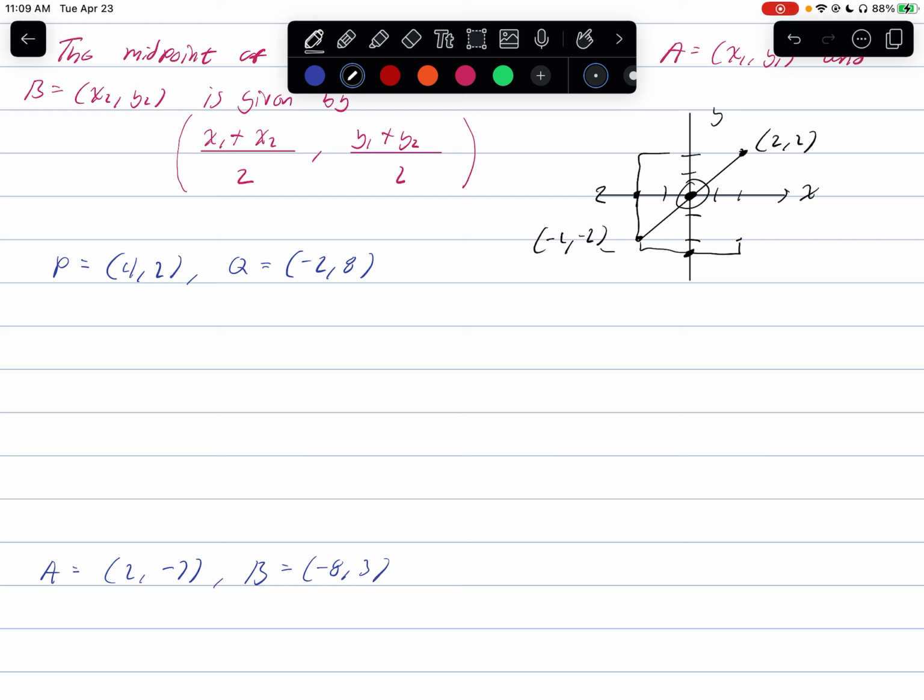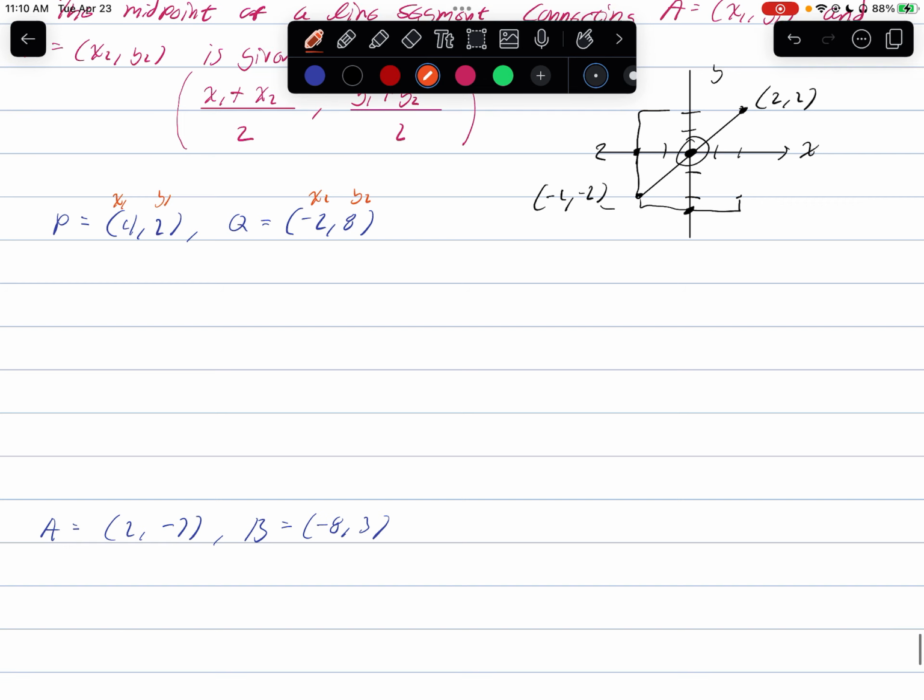So let's try an example. Here we have P equals (4, 2) and Q equals (-2, 8). We're going to say that this is x1 and y1, and this is x2 and y2. I will note that it doesn't actually matter which point you assign as point 1 for x1 and y1 and which point you assign as point 2 for x2 and y2, just as long as you're consistent between the two. It doesn't actually matter which one you choose. So let's just assign P to be point 1 and Q to be point 2.